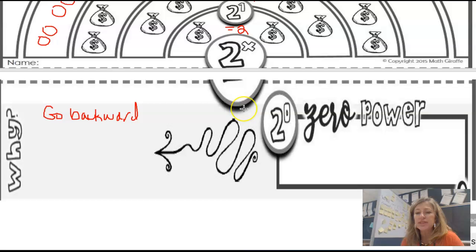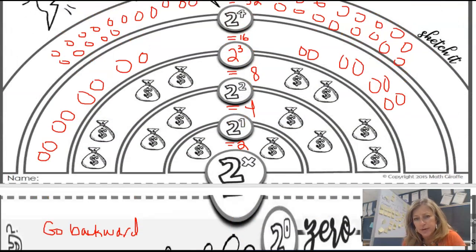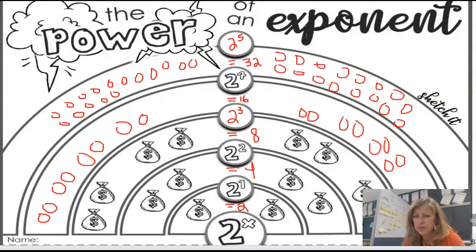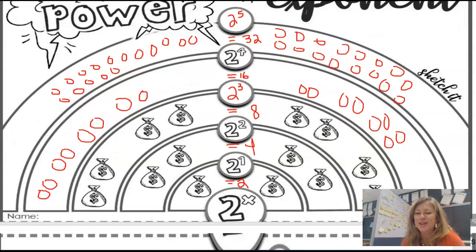Okay, so 2 to the 0 power, I want you to imagine. I'm going to scroll up so you can see this better. If I had 2 to the fifth was 32, 2 to the fourth is 16, 2 to the third is 8. What's happening to our total value each time? It's being divided by 2 when we go backward.